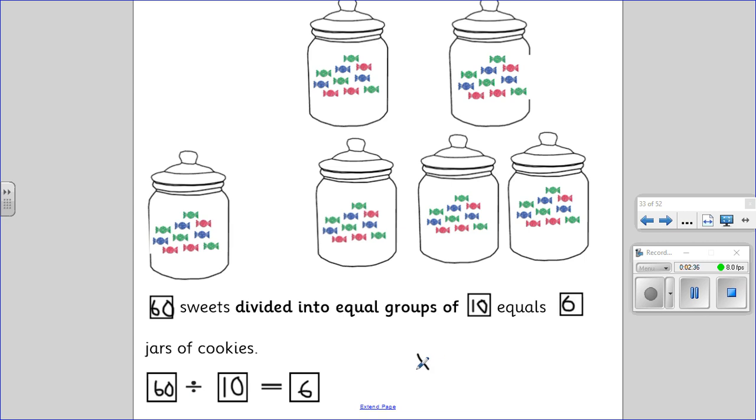Have a go at a multiplication equation. So we've got 6 jars with 10 sweets in each equals 60. And of course we can do 10 lots of 6 equals 60 as well. So well done.